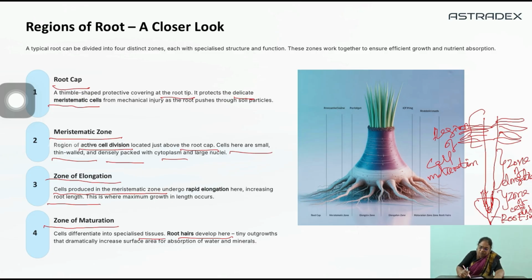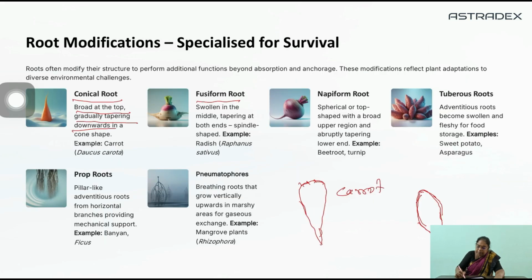Second one is fusiform root. Swollen in the middle, and both ends taper. Swollen in the middle and both ends taper, looking like a spindle shape. Example, radish. Radish botanical name Raphanus sativus. Swollen in the middle and tapering at both ends, spindle shape.